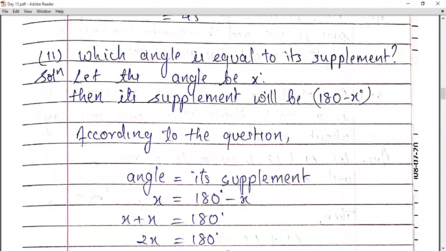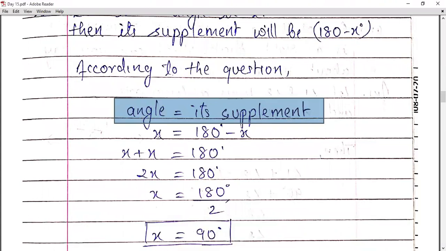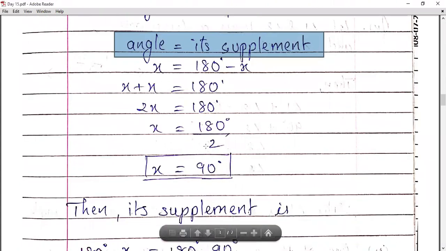Second part of this question is, which angle is equal to its supplement angle? Let the angle be x and the supplement angle will become 180 minus x. Since they are given as equal, angle is equal to its supplement. Taking angle as x and its supplement as 180 minus x, transferring x to the other side, it will change its sign. x plus x is equal to 180 degrees. x plus x will become 2x, transferring 2 to the other side and cancelling it, you will get x is equal to 90 degrees.